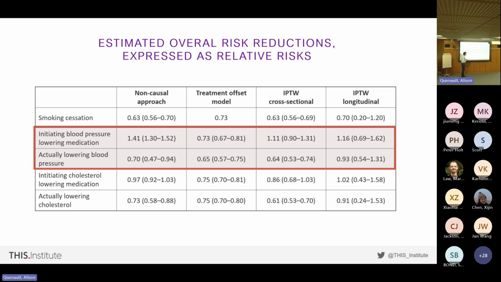What we hadn't expected, and which is probably mostly a power problem, is that the longitudinal IPTW doesn't perform very well and leads to an estimate that I think is too close to 1. We had expected that one to perform actually better than the cross-sectional approach, but in this example, it clearly doesn't. For cholesterol, the results are quite similar, actually.